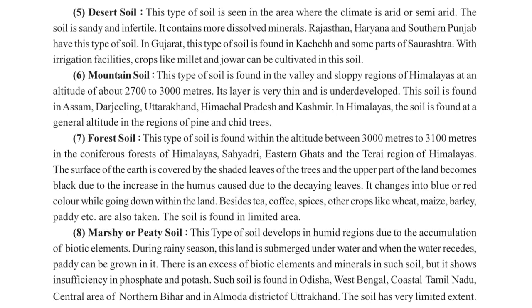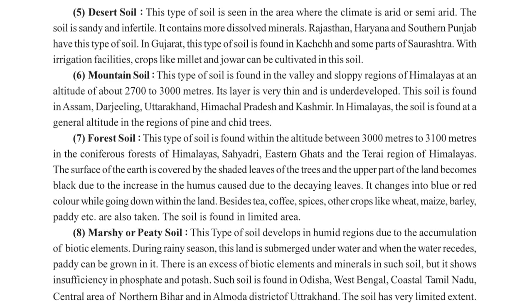It has a very low level of fertility. It contains more dissolved minerals. Rajasthan, Haryana and southern Punjab have this type of soil. In Gujarat, this type of soil is found in Kutch and some parts of Saurashtra. With irrigation facilities, crops like millet and jowar can be cultivated in this soil. As it's a desert soil, you require some kind of irrigation facility, and because of this you can grow a few crops like millet and jowar.